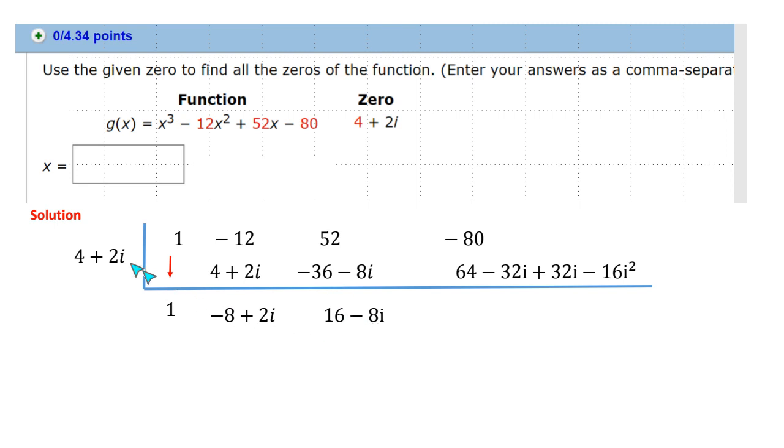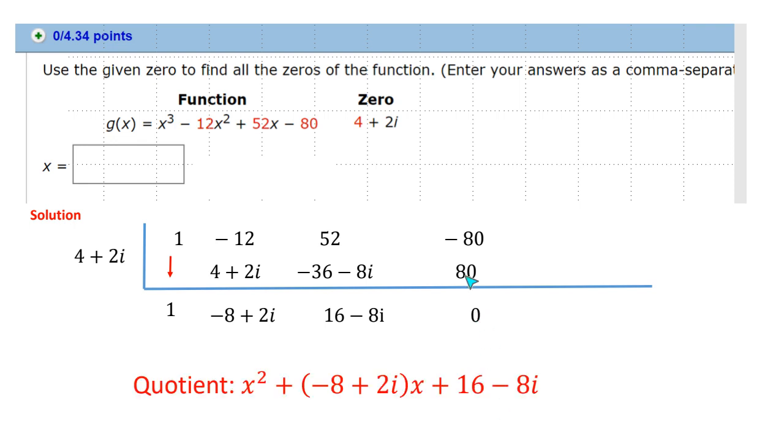So then I need to do that again. So we're going to multiply 4 times 16, 4 times negative 8i, 2i times 16, and 2i times negative 8i. And then we get this information here. So i squared is the same as negative 1, so we would replace that. And if I simplify, then I get negative 1 times that is 16. And then 64 plus 16, hopefully it's 80, which it is. And then negative 80 gives me 0.